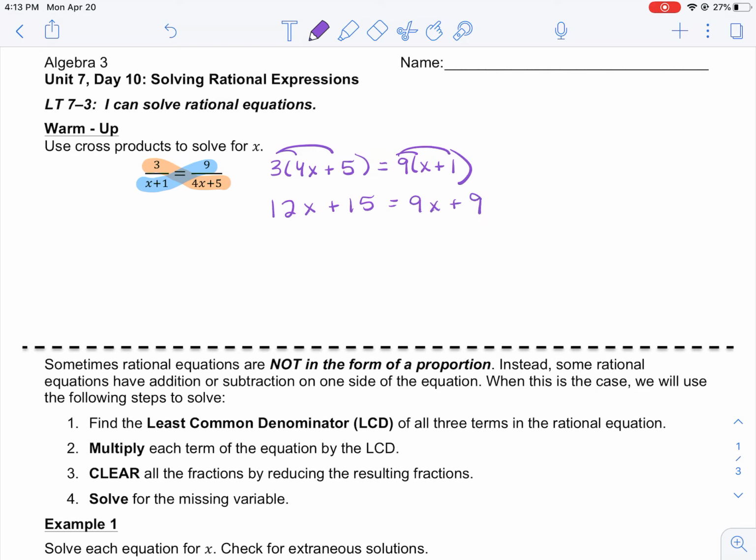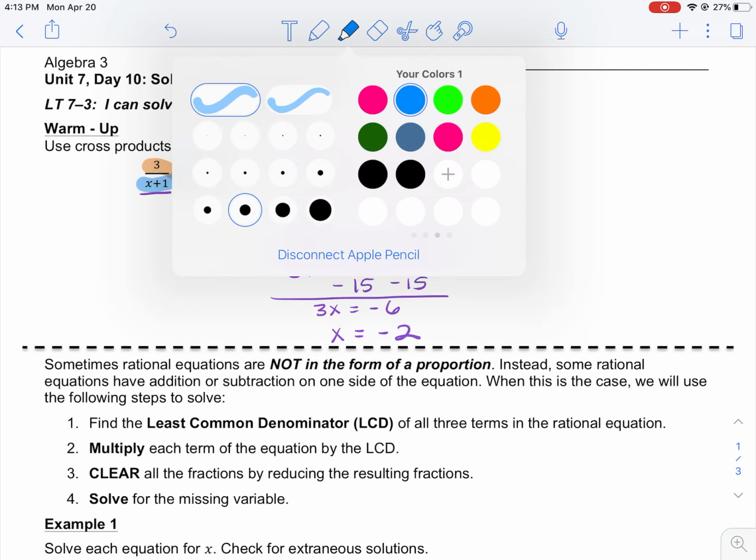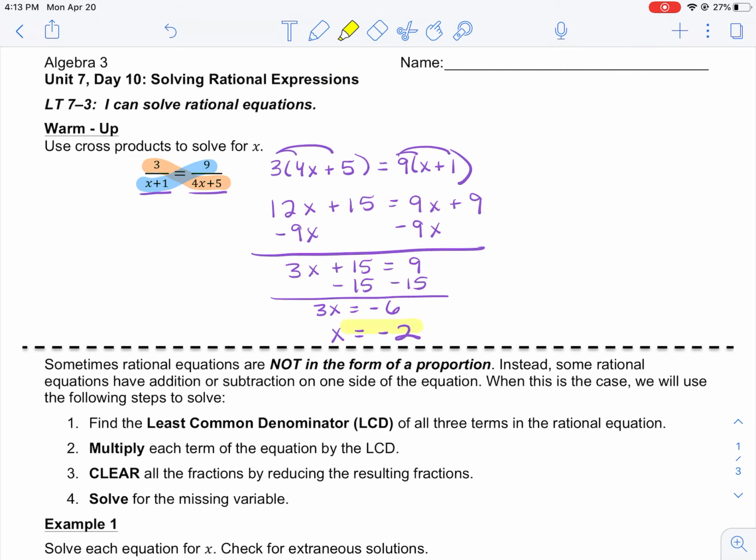Now I have x's on both sides, so I'm going to subtract 9x from both sides. And I get 3x plus 15 equals 9. Then I'm going to subtract 15 from both sides. 3x equals negative 6. And if I divide by 3, I get x equals negative 2. Before I highlight my answer, I'm going to do a real quick check of the denominators. If I let x equal negative 2, we just have to make sure we don't get 0 in the denominator, and we don't. So I'm going to highlight my answer, x equals negative 2.